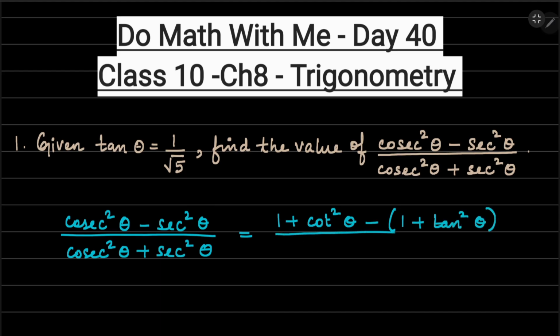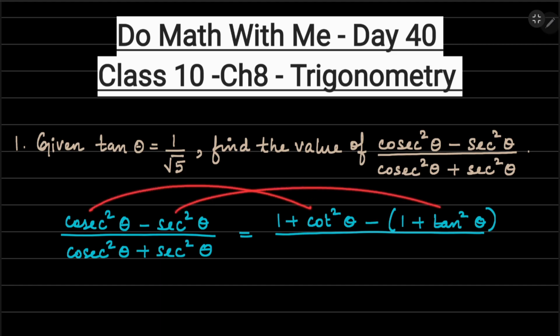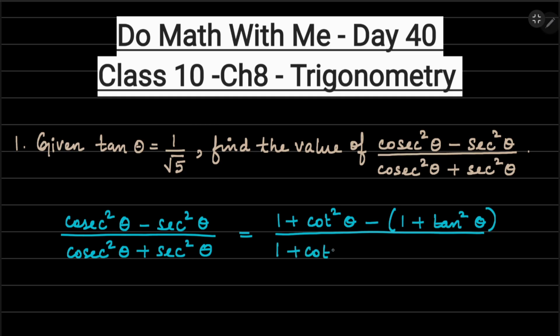Minus secant square is equal to 1 plus tan square theta, whole divided by, because only if we convert cosecant to cot and secant to tan will we be able to apply the tan theta value, because cot is nothing but 1 over tan, right? So whole divided by, in the denominator you have cosecant square again, so it's nothing but 1 plus cot square theta plus, again I'm going to convert secant to tan, which is 1 plus tan square theta.